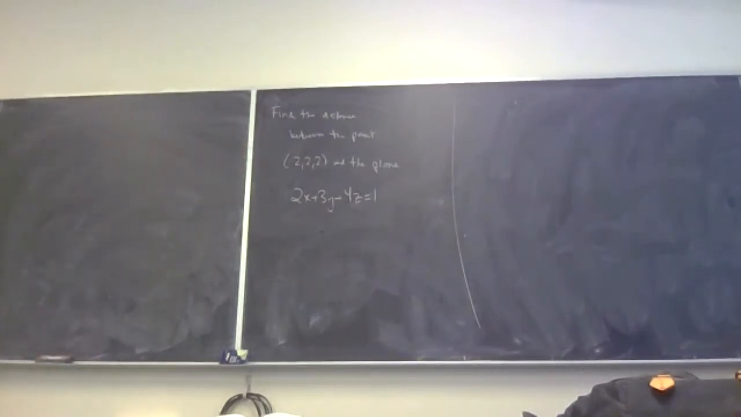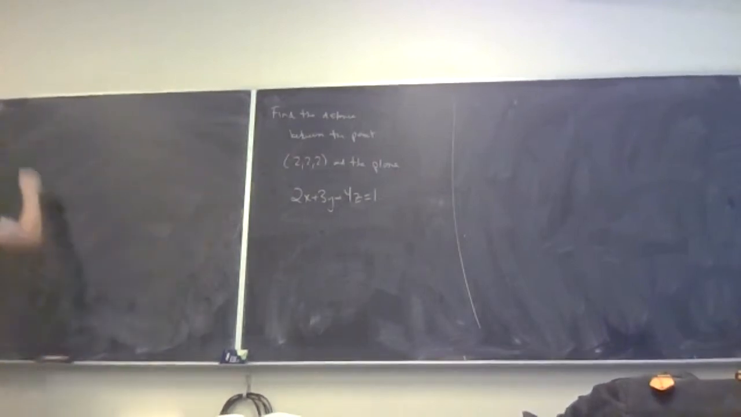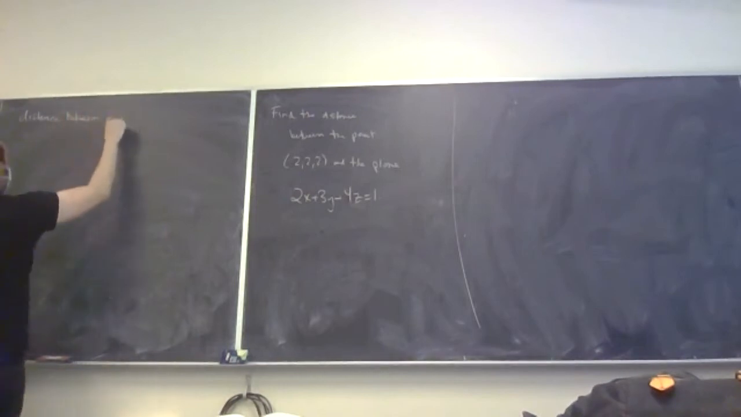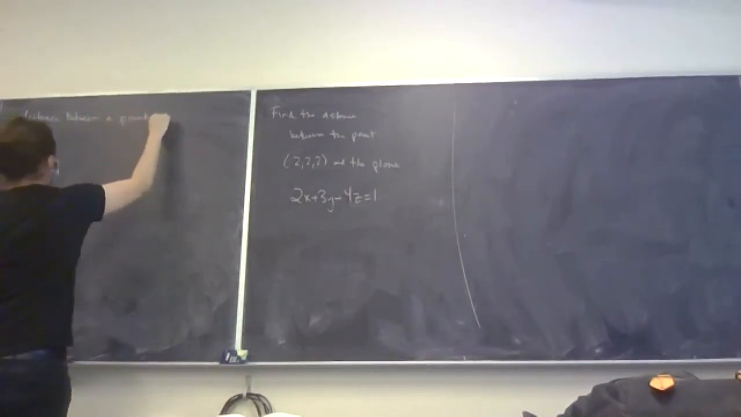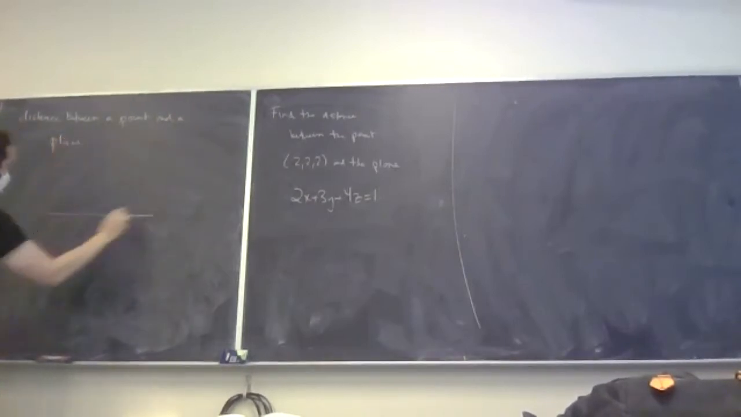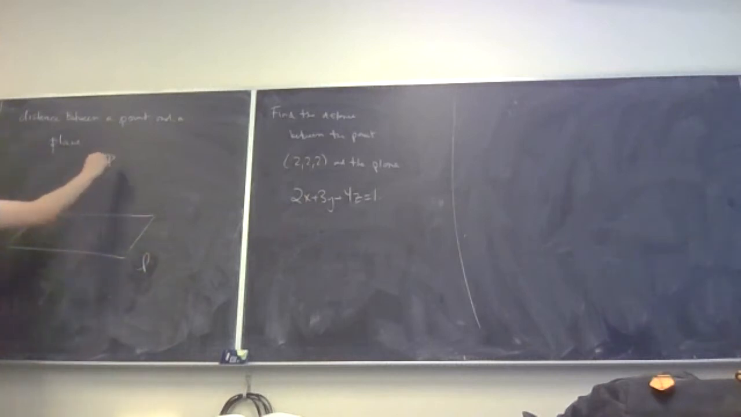The big question this fits into is called distance between a point and a plane. So the picture that we're looking at here is this. I've got some plane. I'll call it P, that seems a reasonable name for a plane. Maybe not, maybe P will be point. We'll call the plane L. And then there's a point floating up here, P.